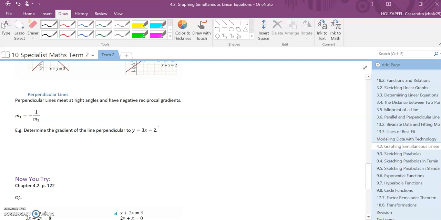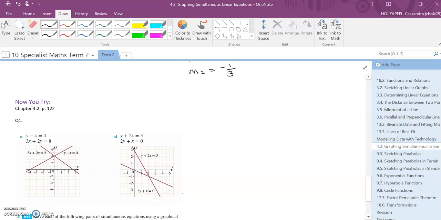So I want you to determine the gradient of the line perpendicular to y is equal to 3x minus 2. I'm going to get you to pause the video here and I'm going to go through the answer with you. Okay, so this one, again, we've done this before. We know that the gradient of the first line is 3, and so therefore the gradient of the second line is going to be the negative reciprocal of that. So the gradient of the second line is going to be negative 1/3.